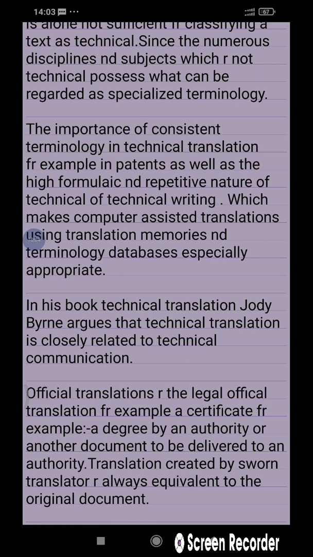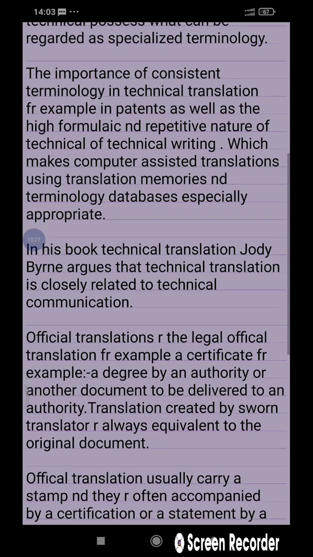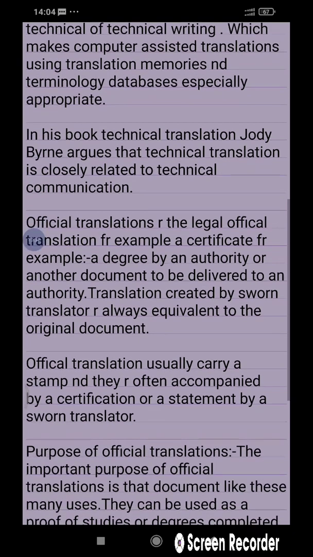It will convert automatically into the other language while we are doing this kind of documentation and technical translation work on our computer as well as our laptop. This kind of specialized memory and specialized terminology database system is available in our computer system as well as in the laptop. So we can do it easily by our system.